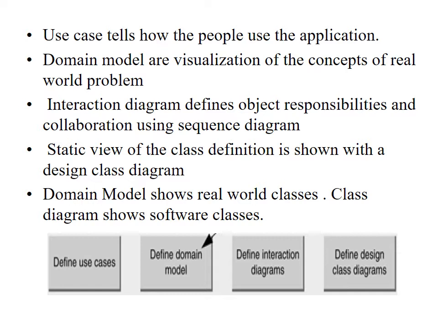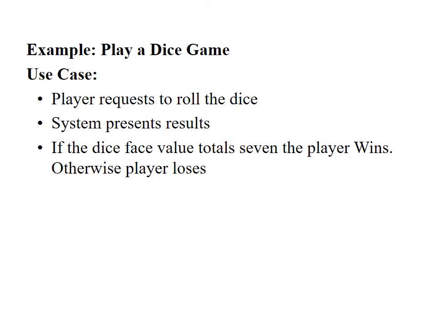So the use case tells how the people use the application, whereas the domain model is a visualization of the concepts of the real world problem. The interaction diagram defines object responsibilities and collaboration using a sequence diagram. So how these objects are going to interact with each other will be given by the interaction diagram. The static view of the class definition is shown with the design class diagram. Domain model shows real world classes, whereas the class diagram shows software classes. That is the main difference.